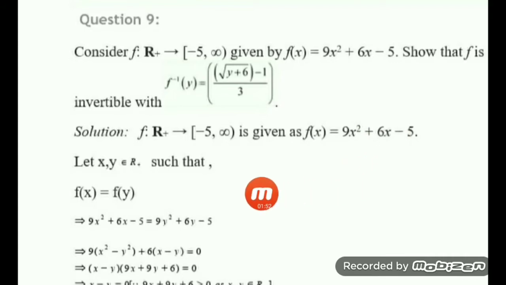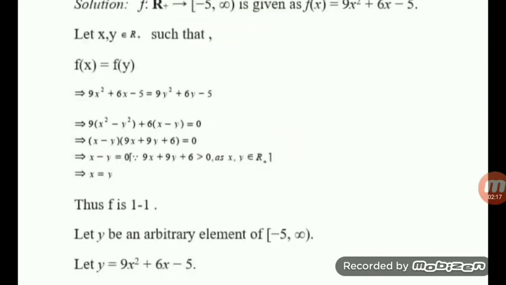Then for one-one we have to take two elements in the domain. That is, we consider x and y to be two elements in the domain, such that f(x) equal to f(y). Up to this it is similar in all types of questions. After that, again you have to use the definition of f(x). This one is your definition of f(x). So substitute here. In case of y, replace x by y. You will have it. Now the simplification step.